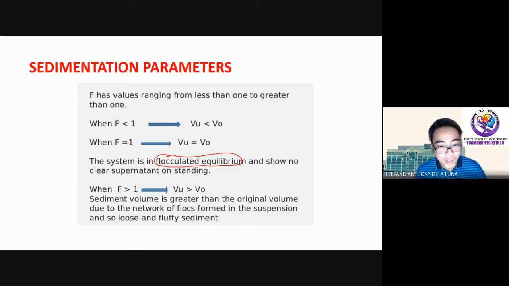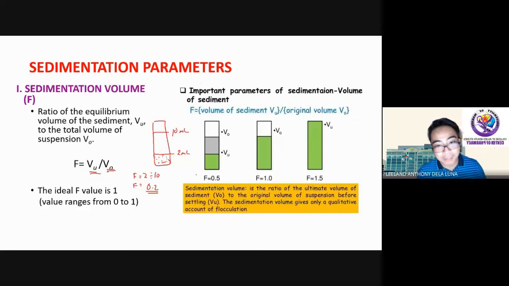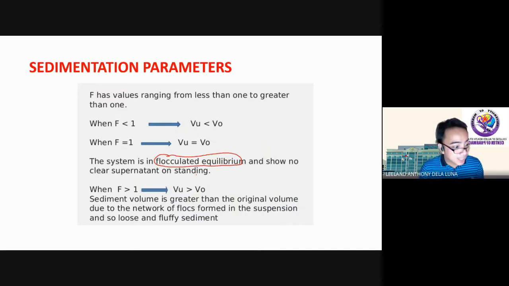So again, class, ideally, as much as possible, we want our F value to be either equal to 1 or less than 1. So okay lang naman yun, walang problema. At least, ibig sabihin lang kasi, ang system ko is in a flocculated state. My suspension is in a flocculated system, which is good. Now, what happens, class, if the F value is greater than 1?